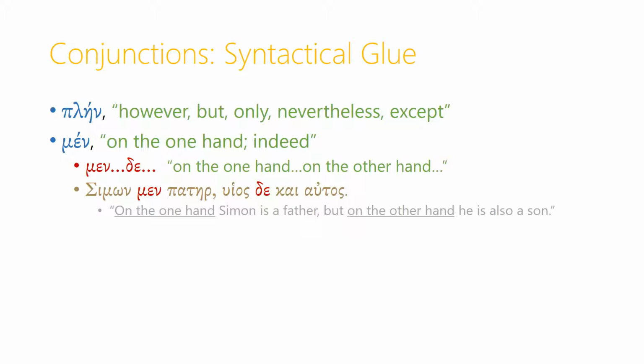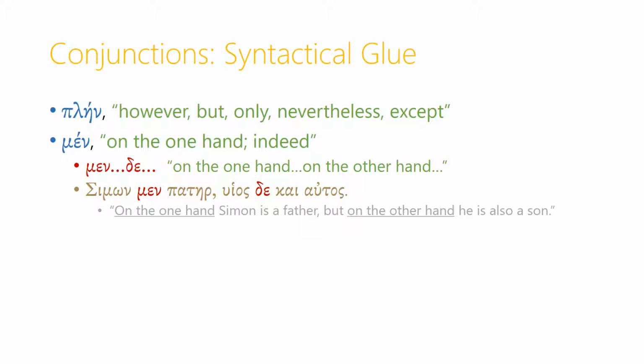And then we have this little flavoring particle men, which can sometimes appear on its own, but in the New Testament it appears most often in the combination men and de. And what you have is two clauses, and men appears postpositively as the second word in one clause, and then de appears postpositively in the second clause. So we might read, Simon men pater, huios de kai autos.